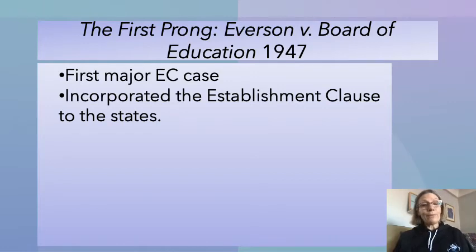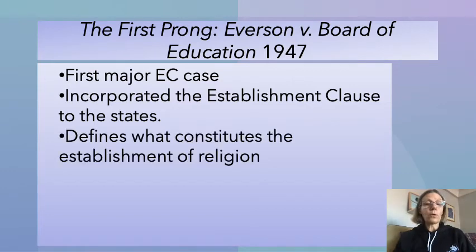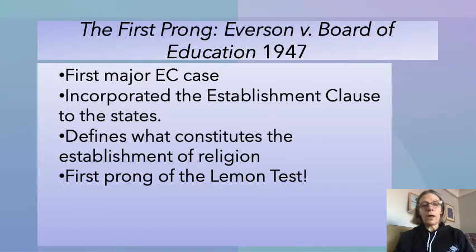Everson is also important because it incorporates the Establishment Clause to the states. Look at the date, 1947. The incorporation starts at the turn of the 20th century, so this is about halfway through, and it opens up the gate for other people to bring their disputes over the Establishment Clause to the Supreme Court. So it's important for that reason. Everson is also important because it does such a great job of defining what constitutes the establishment of religion and why it's so important for us to have the religious clauses in our Constitution. And it gives us the first prong of the Lemon test.